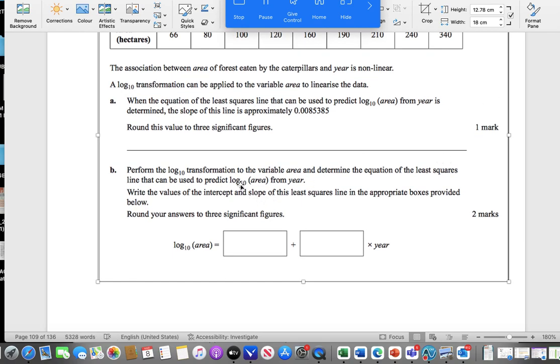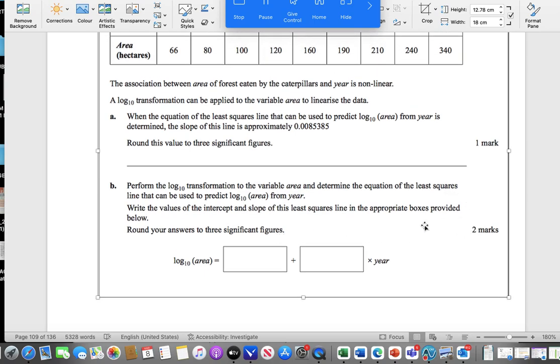But then in the next one, they said perform the log transformation and write the values of the intercept and the slope for the least squares equation to 3 significant figures. So really, it's 2 marks. We want the A and the B value. They told us this was the B. So when I go to do it, I'm going to know I'm right if I get a number that they did.